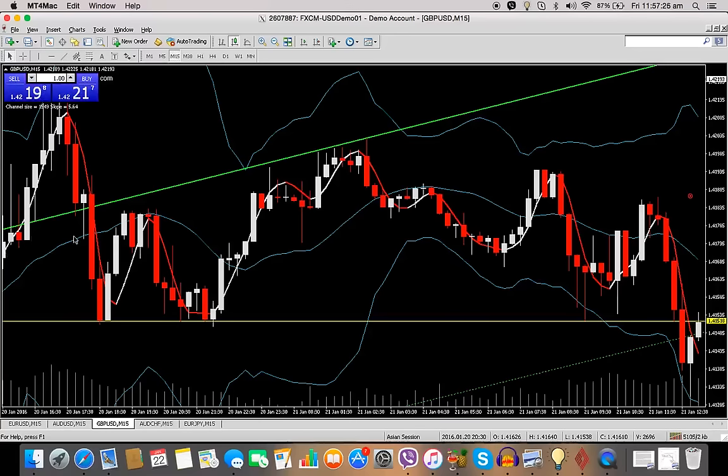Now, look at all of these. Every single one of these candles here represented an opportunity. You're going to get a ton of them, especially if you're looking at a number of currency pairs.